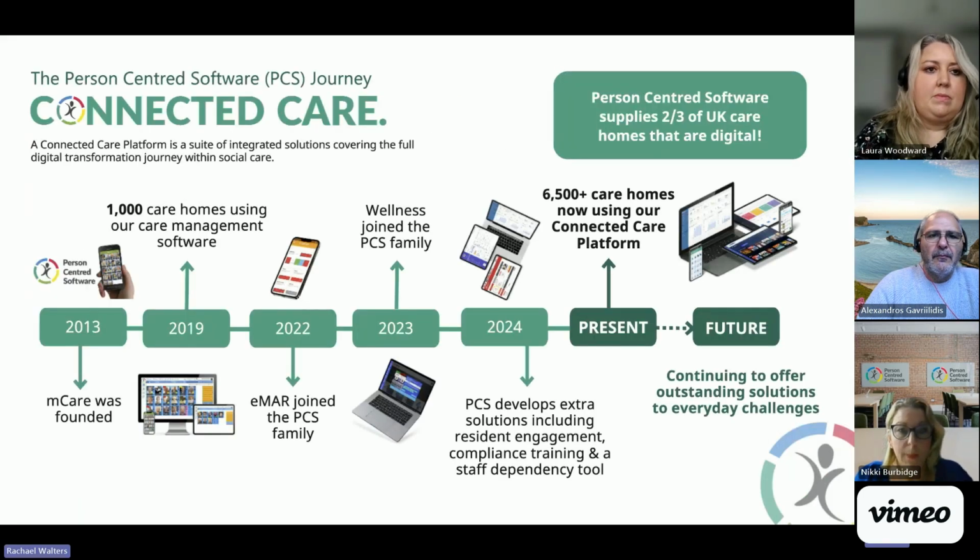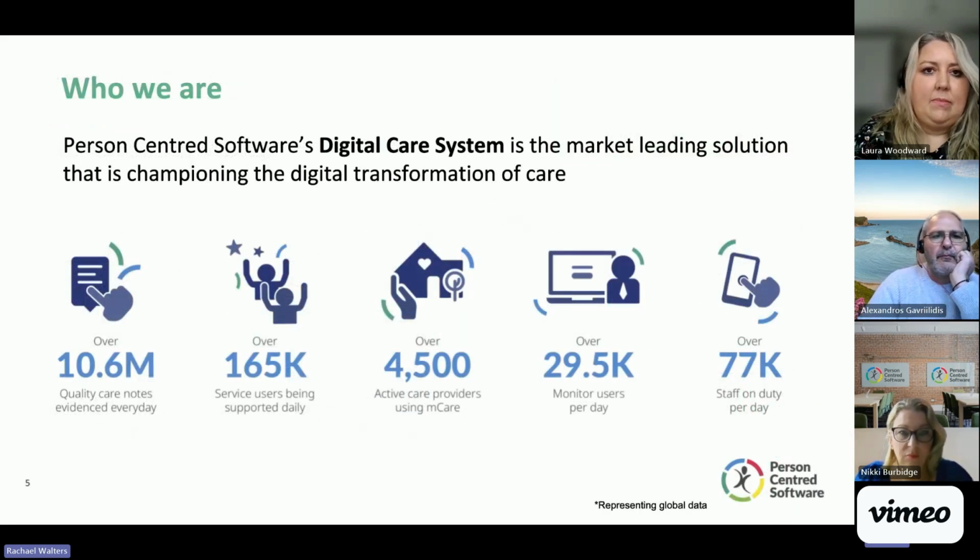So just a quick overview of Person-Centered Software. I'm sure you probably all know we've been around since 2013, but the advancements that we've made in the last few years are quite outstanding. We now have over 6,500 care homes using our connected care platform, and we've brought in lots of advanced features and functionality on top of just MCare, with email solutions, well-being platforms, family engagement, compliance training and staff dependency.